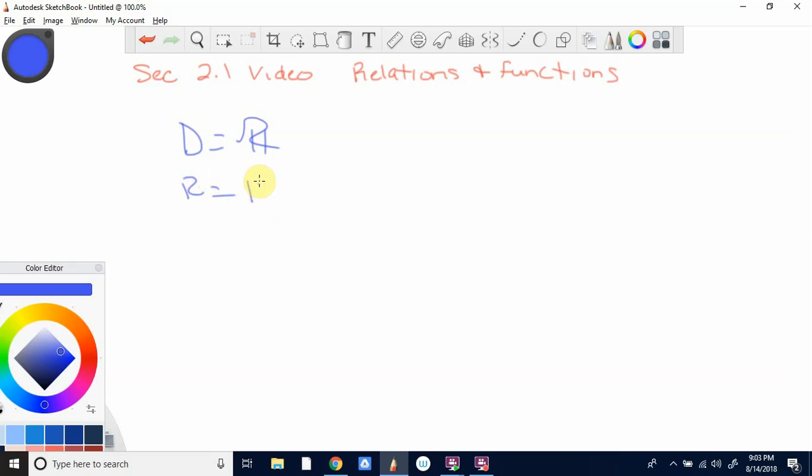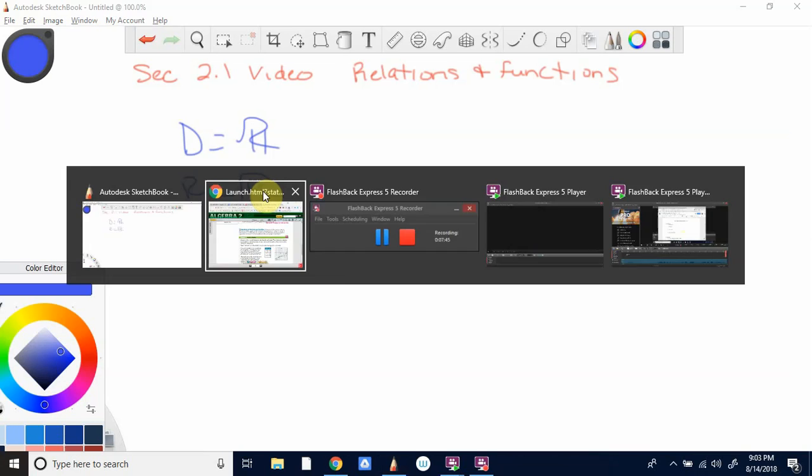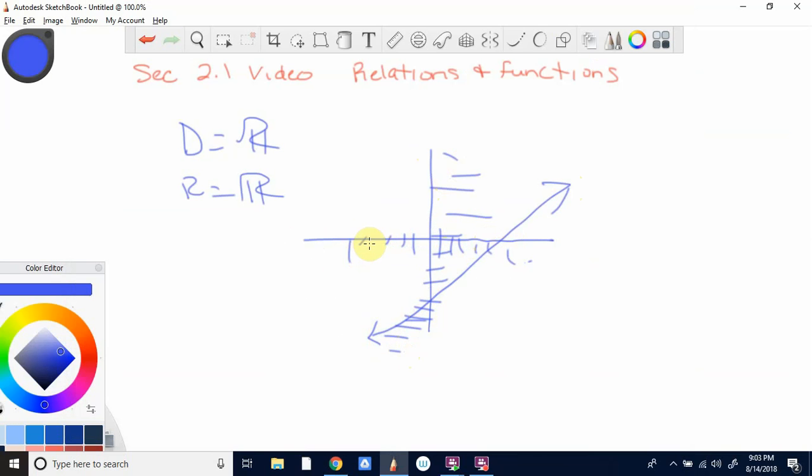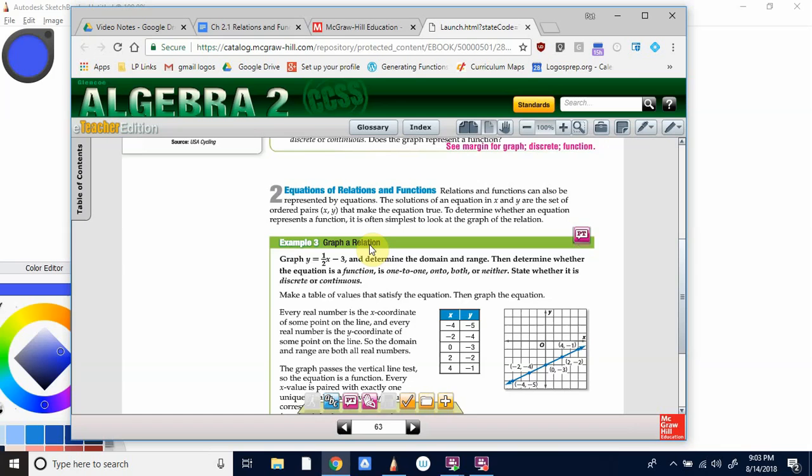The range is all real numbers as well, because the graph, as you see, does something like this, meaning if it keeps going on, what are all the y values? Forever and ever, right? Same thing with the x values. That's why they're both all real numbers, okay?